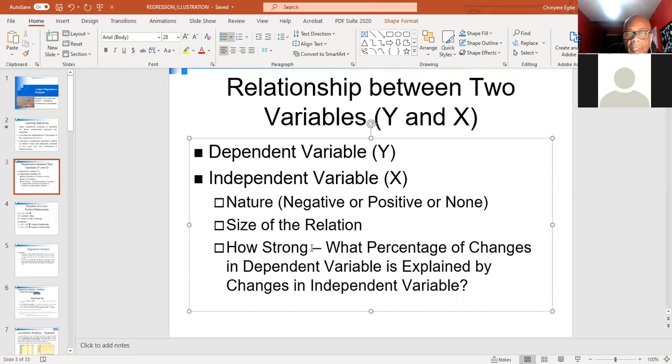Now, the other thing we're going to learn is how strong is the relationship? What percentage of changes in the dependent variable is explained by changes in the independent variable? It could be that the changes in the dependent variable are not really totally explained by changes in the independent variable, only some of it. So we're going to ask how strong. Is it 10%? Is it 20%? Is it 30%? Is it 90%? It could be 95%. It could be 98%. So those things we're going to look at today.